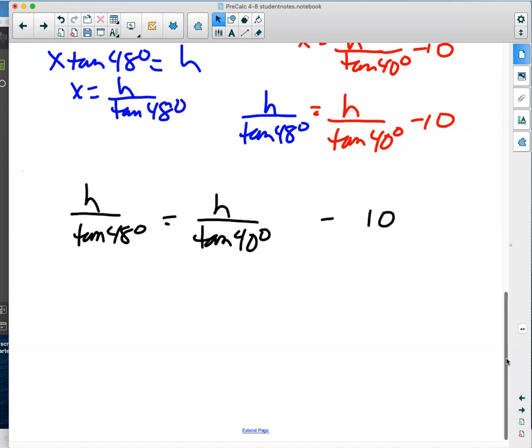So all three of these terms have to be multiplied by both the tangent of 48 degrees and the tangent of 40 degrees in order for us to get rid of all the fractions that are taking place. So that's what I needed some space for.